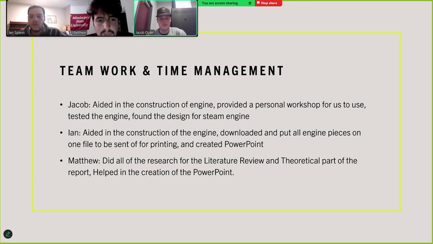And here you can see our team contributions. I myself aided in the construction of the engine, and then gave us a space where we could work on it and test it. Ian also aided in the construction, and he is the one responsible for creating the PowerPoint. And then Matthew did research on all the literature and also put our report together.